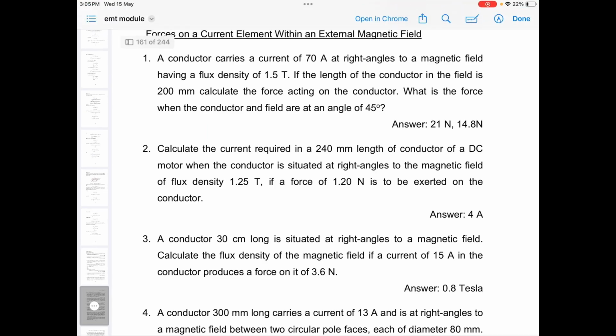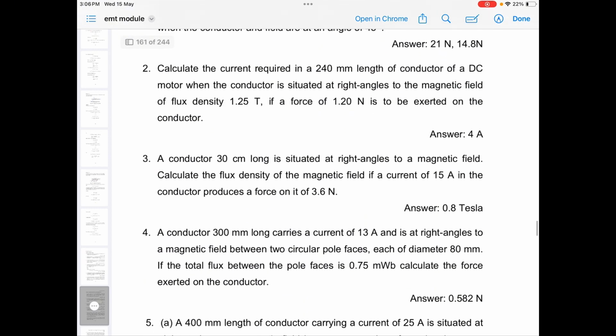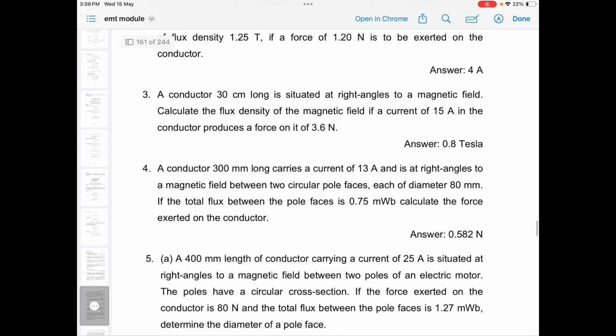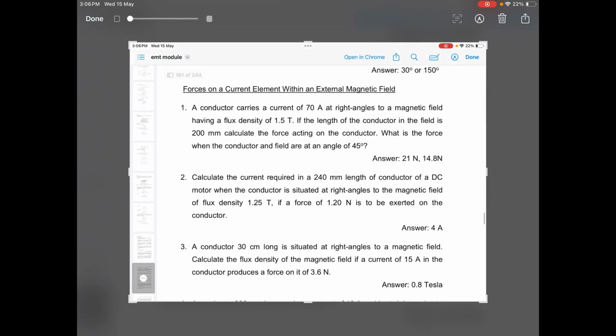Alright, so now let's look at the exercise for forces on the current element with an external magnetic field. This one is page 154. We look at question number 1.